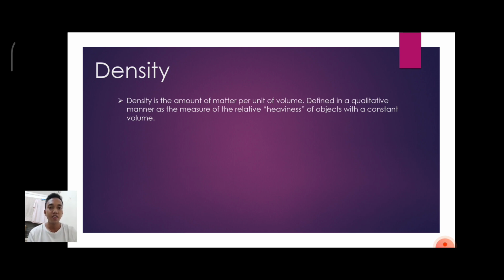Density. Density is the amount of matter per unit of volume, defined in a qualitative manner as the measure of the relative heaviness of objects with a constant volume.